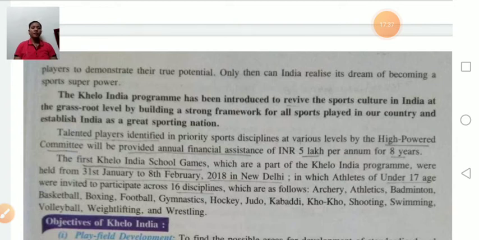This Khelo India program has been introduced so that it can improve and build the grassroots levels, making a strong framework for all the sports played in our country, every sport that is played in our country, and making India a great sporting nation.